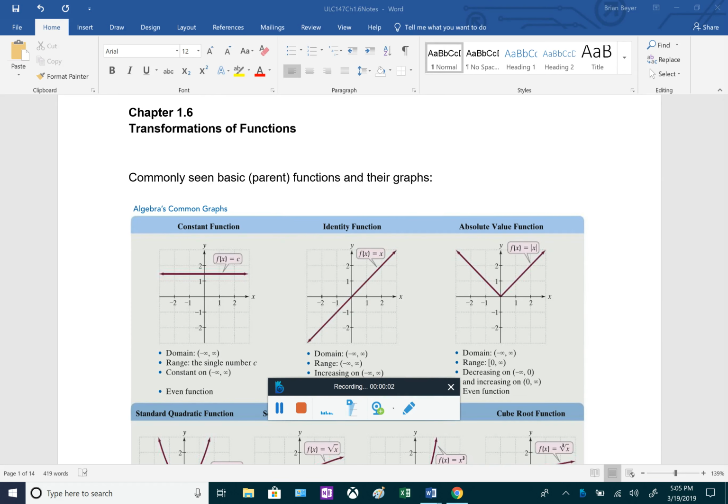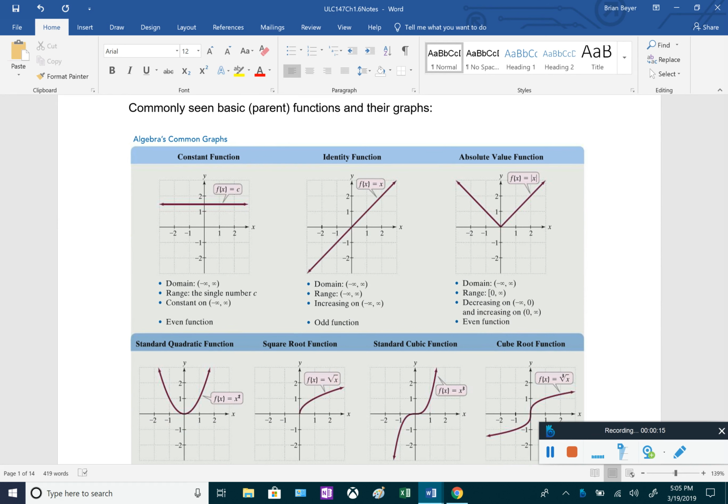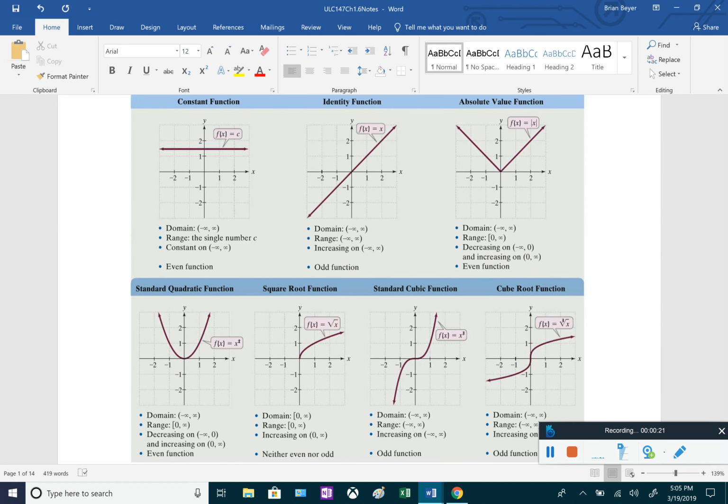Chapter 1.6 is going to be transformations of functions. So before we get into graphing these functions, we just have to go over some of these commonly used parent functions. They're either called basic functions or parent functions. So here are the main several that we'll be using.